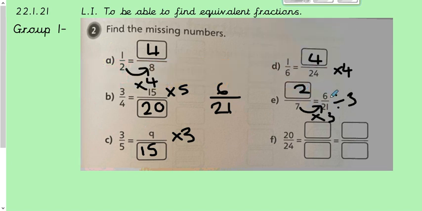Okay, that's a bit of a tricky one, but we will go into a bit more detail on that in Monday's lesson. Been watching too many Netflix episodes clearly.